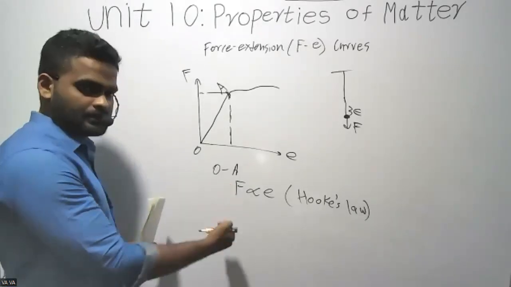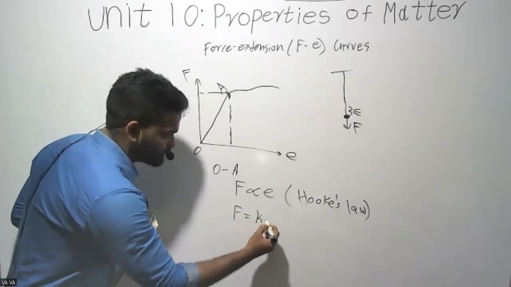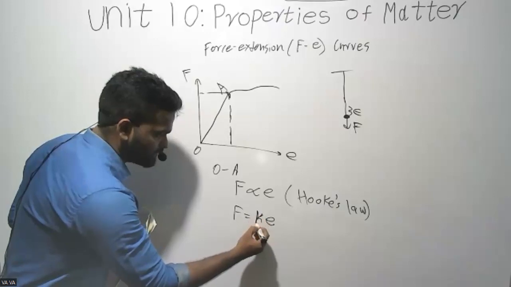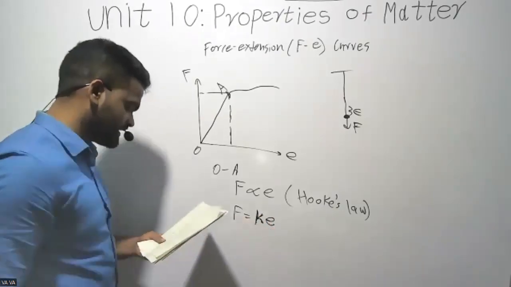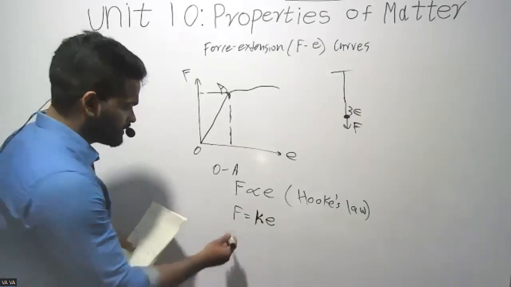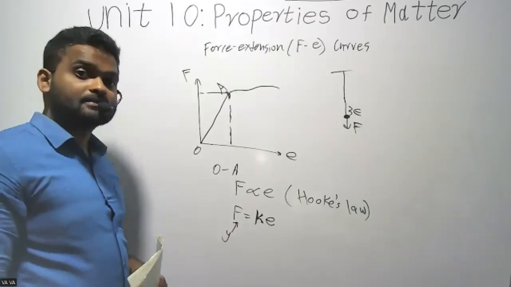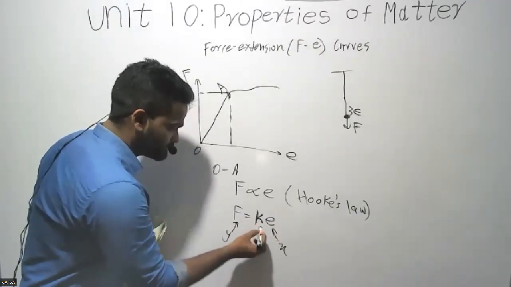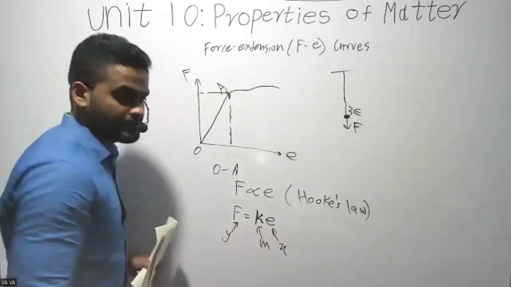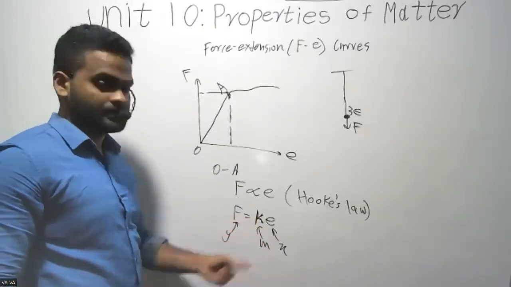Okay, then below that, you can write F equals, you can put a constant there and put E here. So F equals KE. Then we can say this follows a y equals mx graph. E is x. Then this should be the gradient, right? Take it down.